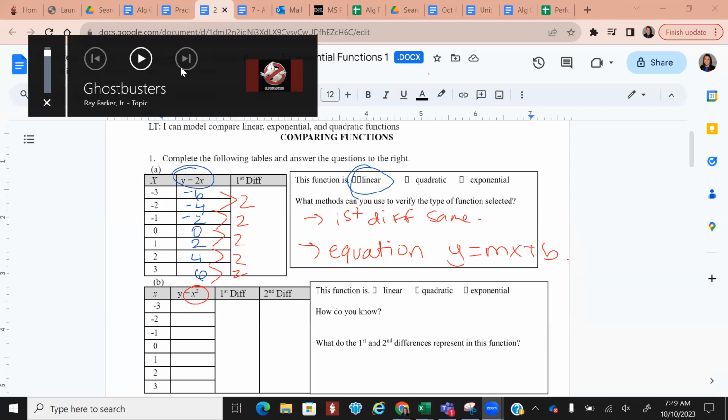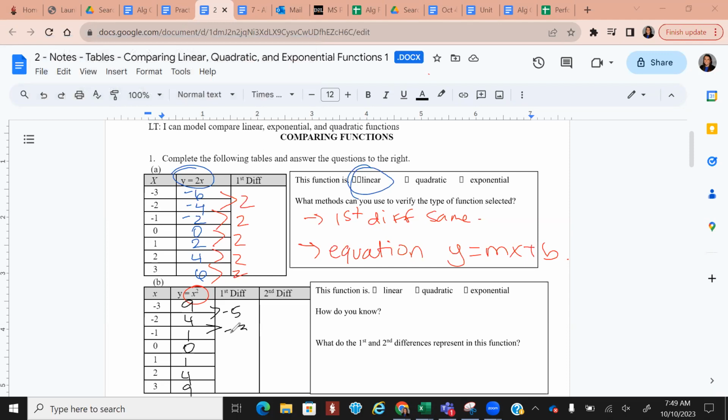Okay, if I plug in these numbers, I would get 9, 4, 1, 0, 1, 4, 9. Okay, if I found the first difference, this is going to be 4 minus 9, which is -5. 1 minus 4, which is -3. 0 minus 1, which is -1. 1 minus 0 is 1. 4 minus 1 is 3. And 9 minus 4 is 5.